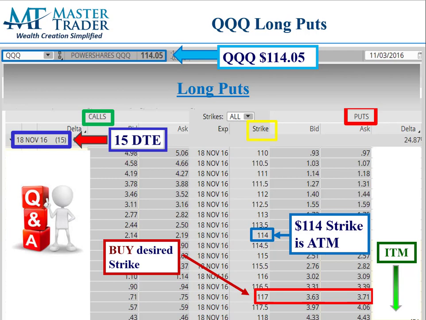That's it. That is buying puts, referred to as long puts. Hope that helped.